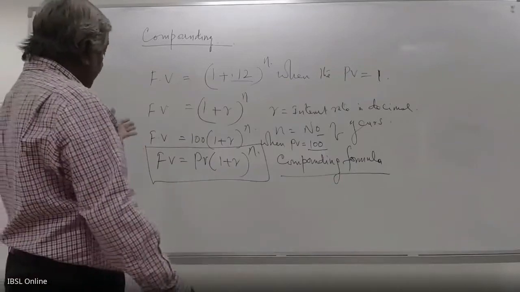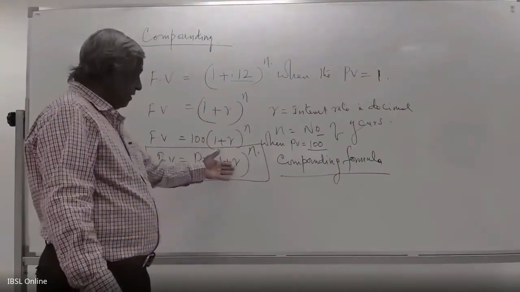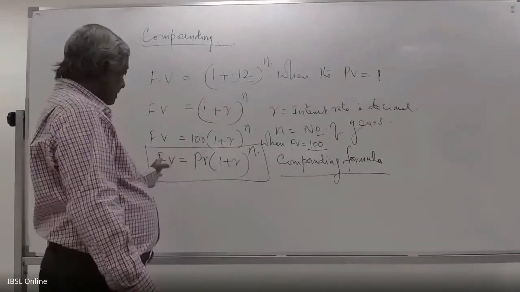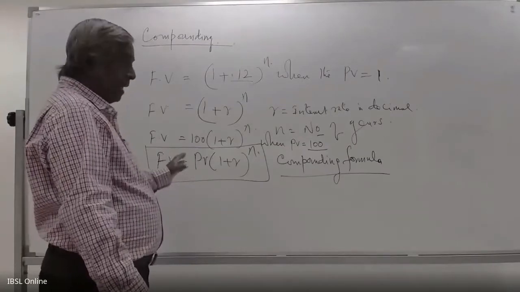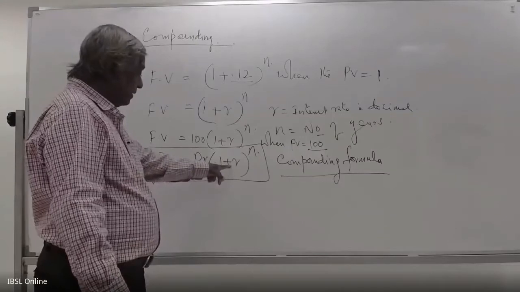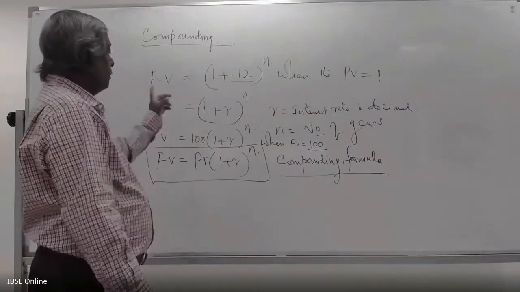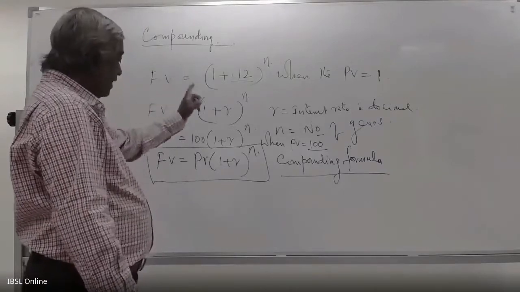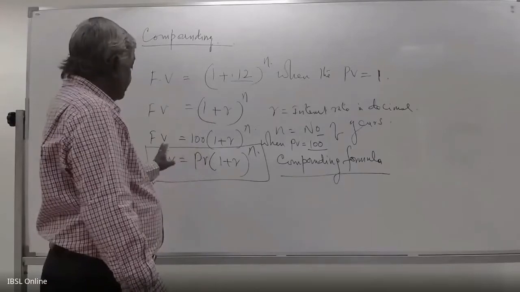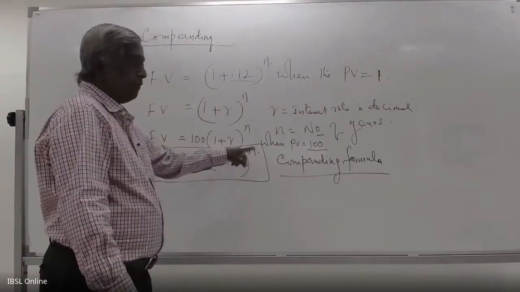Depending on the present value of the money and the interest rate and on the number of years. Once again, the future value of the money depends on the present value of the money, the interest rate and the number of years. So if the present value is 1 rupee, then it depends on the interest rate and the number of years.